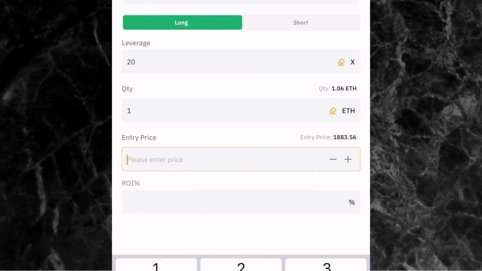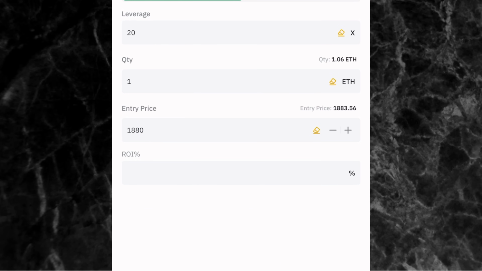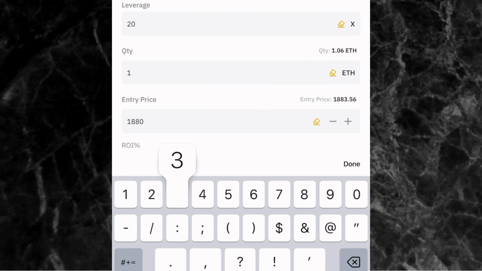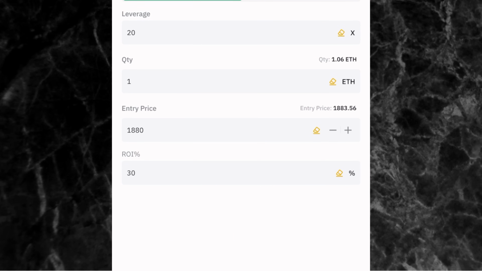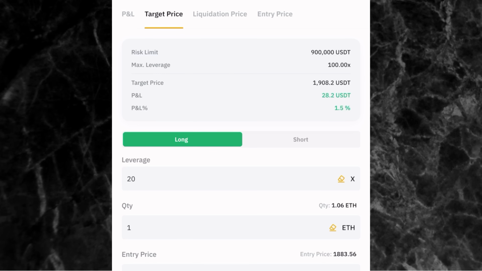And then the entry price. So let's say you want to enter at 1,880. And then let's say the ROI you want to make is, you just want to make 30% profit from this trade. Once you tap on calculate, at the top of the screen, you see that your target price will be 1,908.2 USDT. That means that should be your take profit price, and your P&L will be 28 USDT. That means you'll be making 28 USDT as your profit.